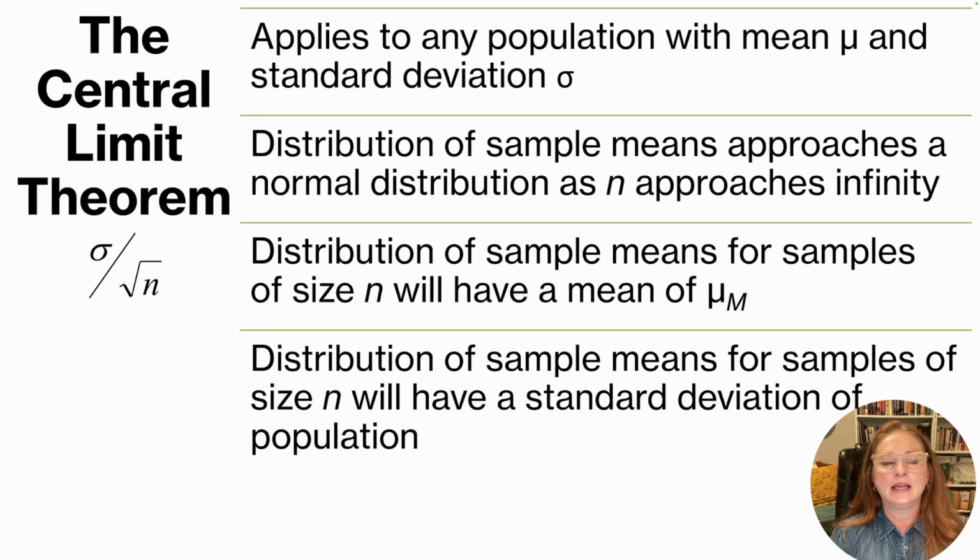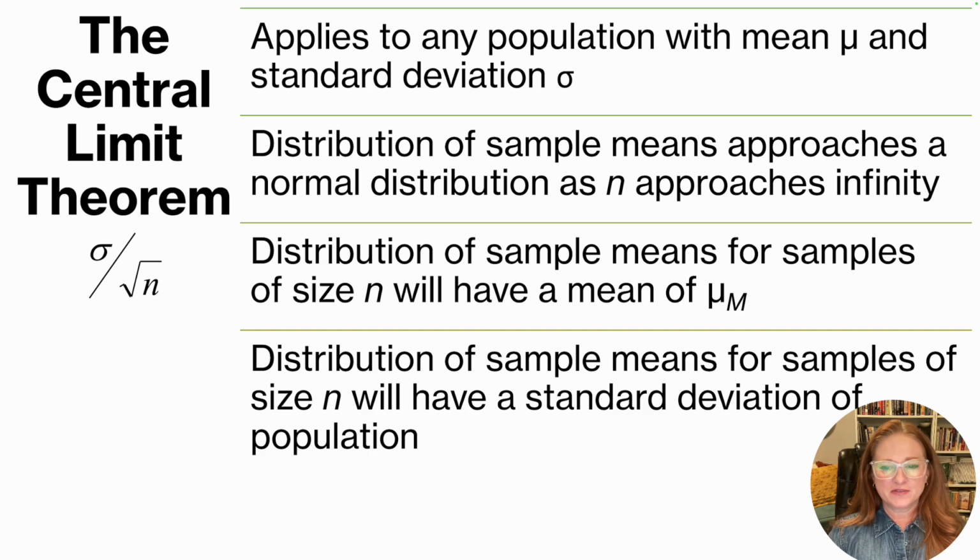Okay, so let's dig a little bit deeper. So yes, far left-hand side, there's your equation, right? So it's our little circle with a curly Q, the standard deviation, divided by the square root of whatever your sample size is. Okay, so the central limit theorem can apply to any population with a mean. So you have to have an average and standard deviation. So you have to have those two. The distribution of sample means approaches a normal distribution as the sample size approaches infinity. Sure. But 30 is our golden number. Okay. And larger is always better.